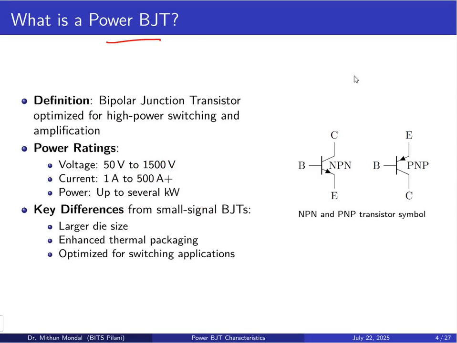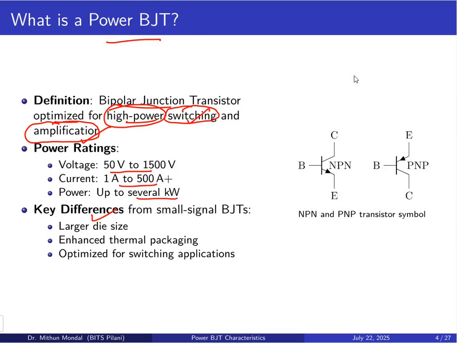So the power BJT is basically the bipolar junction transistor optimized for high power switching and amplification. Two important applications of BJTs are switching and, second, amplification. The BJTs are basically used in high power, so it is known as power BJT. The voltage rating is in the range of 50 volt to 1500 volt. Current may go up to 500 ampere plus and power may be several kilowatts.